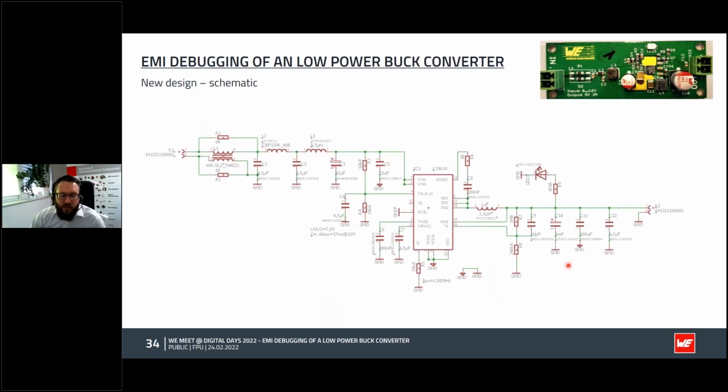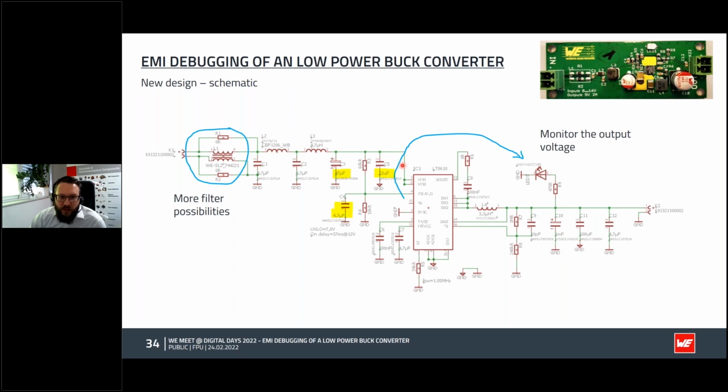So, second approach, the new design. Here you see the picture of the real prototype. We used everything we had thought about before. So we have more filter possibilities, and we also have the possibility to place a common mode choke. We monitor the output voltage. We chose the capacitors with regard to what I said before, and the output capacitors are placed as I discussed before.